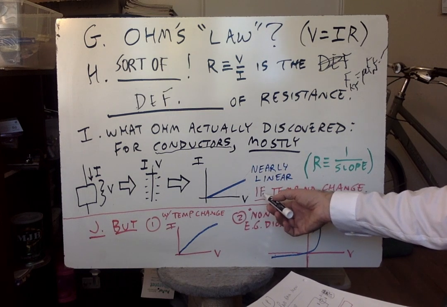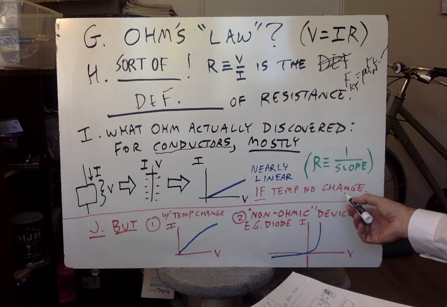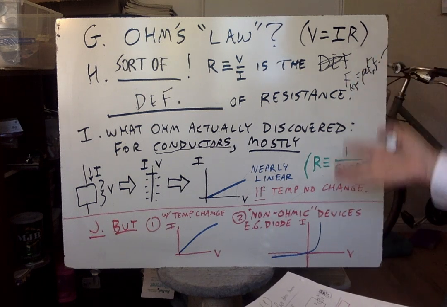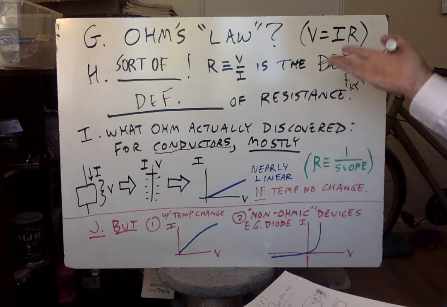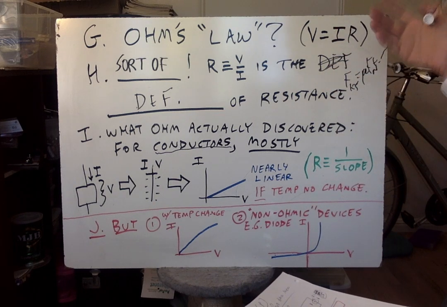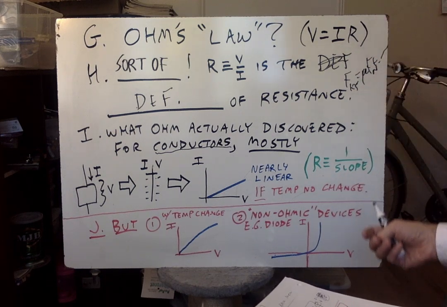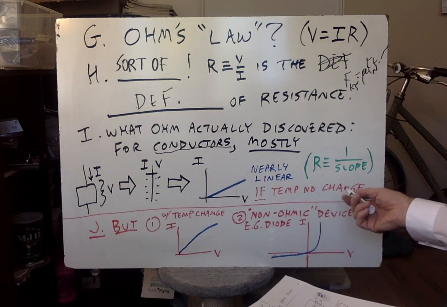But there's a caveat. This is only if you can keep the temperature of the conductor constant, because as objects get hotter, their resistance goes up. As the temperature goes up, the resistance goes up in a linear fashion over fairly normal temperature ranges. And again, that's not even a law. That's an empirical finding. All right, so that's if the temperature does not change.